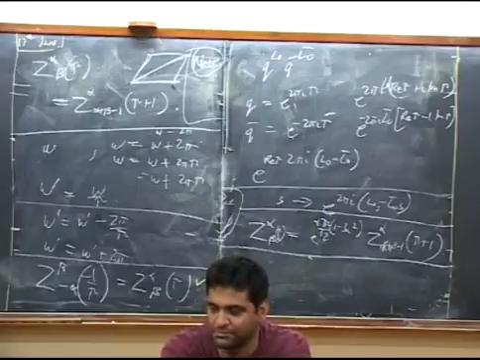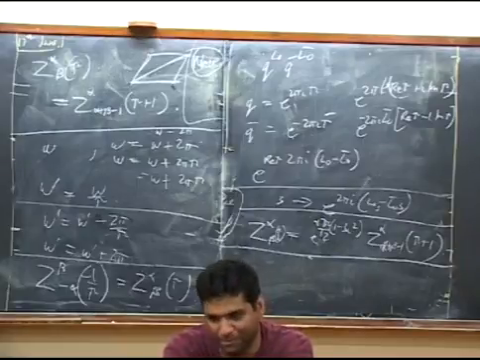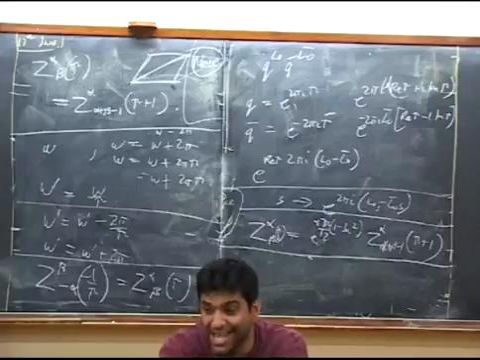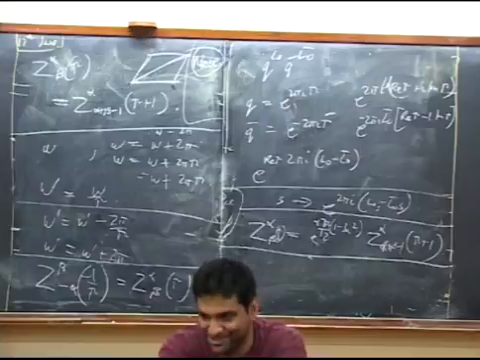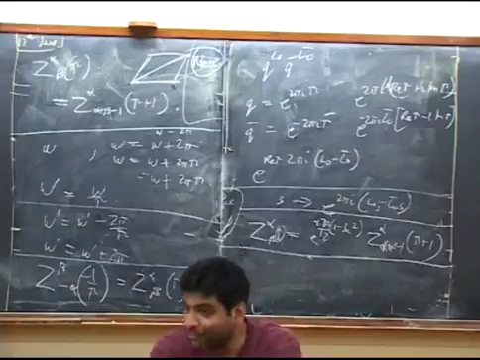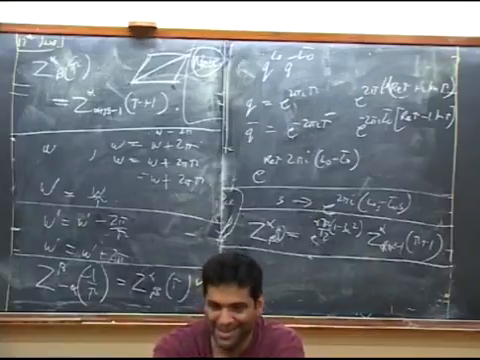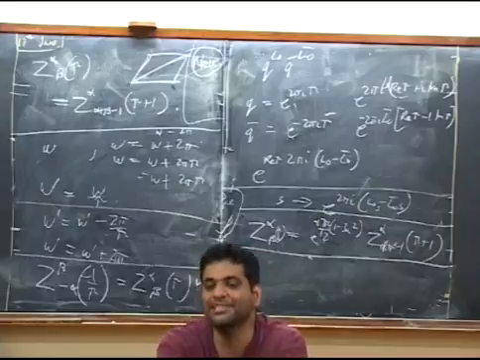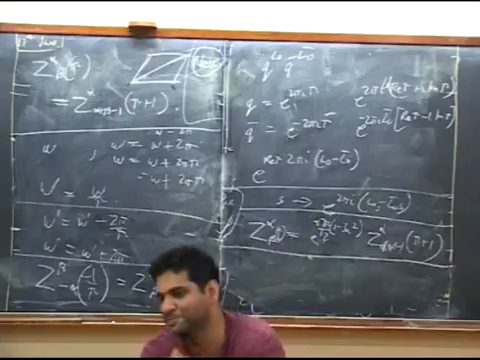Because for tau going to tau plus 1, I think one can just see it from the formula. It's just state by state. So you won't be able to see tau goes to minus 1 by tau from the formula, because that requires a Poisson summation. Okay? Now of course you can do the Poisson summation, but then that's basically what the theta function means.